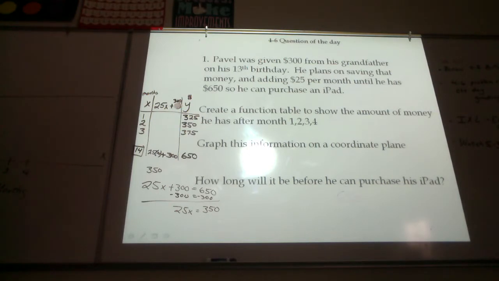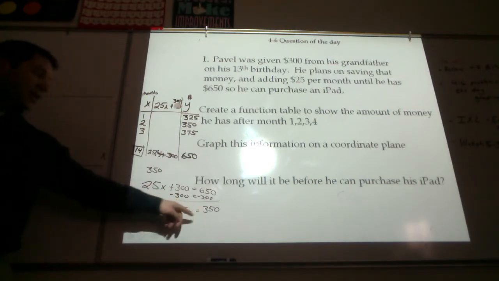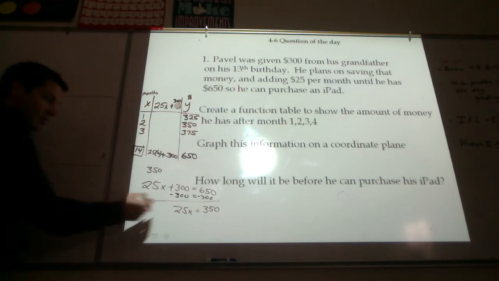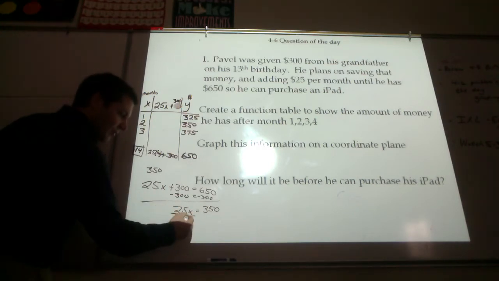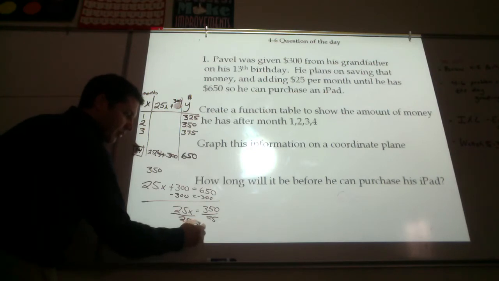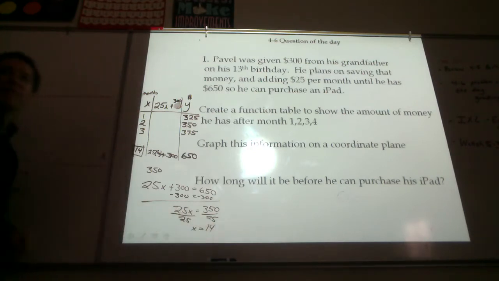And I think he did the repeated addition piece where he kept adding the 25s. Could we take 350 and divide it by 25? Does that make sense? So if we divide by 25, we would get our x to equal 14.